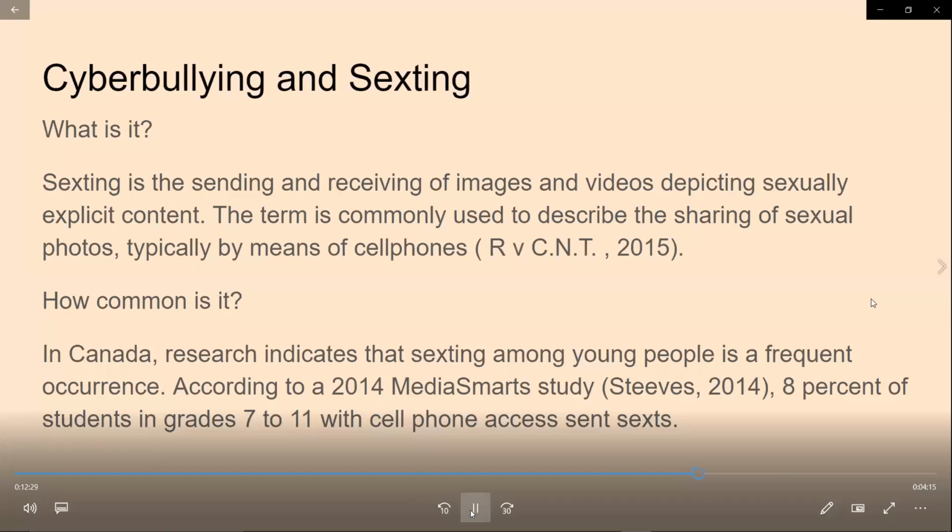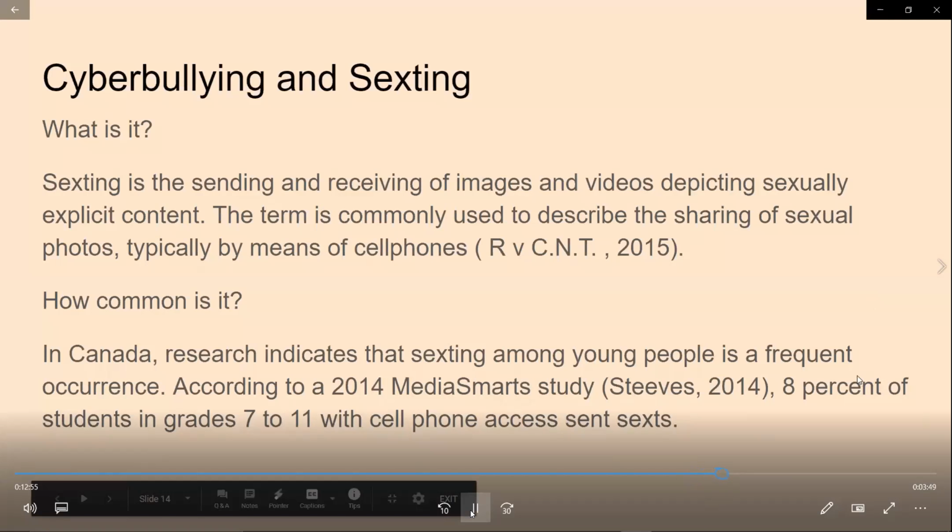Cyberbullying and sexting. What is it? Sexting is the sending and receiving of images and videos depicting sexually explicit content. The term is commonly used to describe the sharing of sexual photos, typically by means of cell phone. How common is it? In Canada, research indicates that sexting among young people is a frequent occurrence. According to a 2014 MediaSmart study, 8% of students in grades 7 to 11 with cell phone access sent a sext.